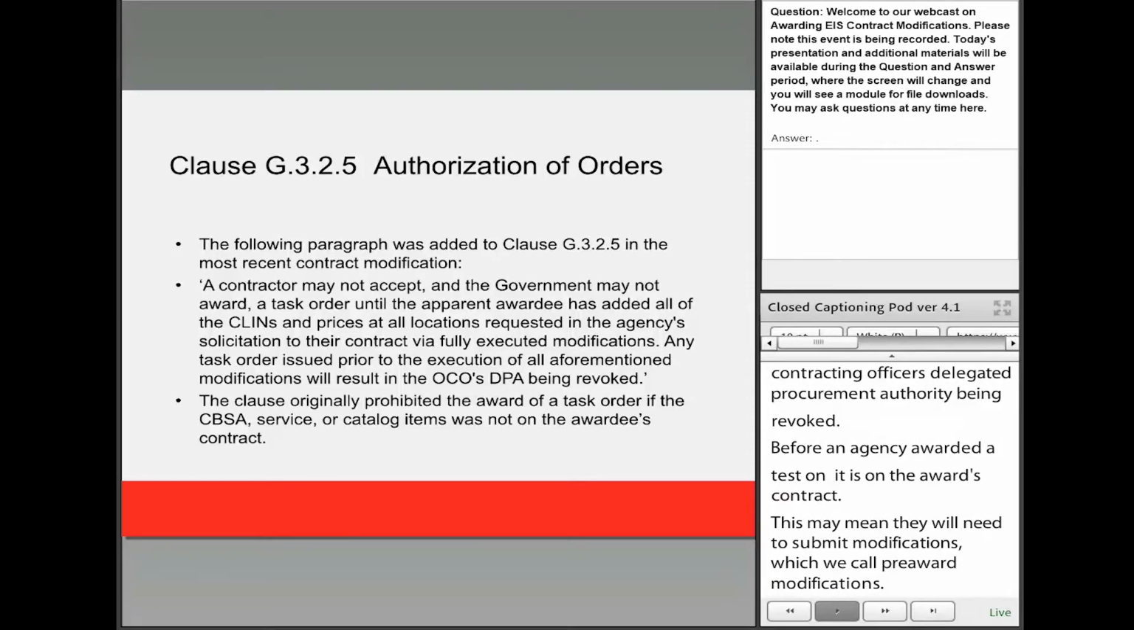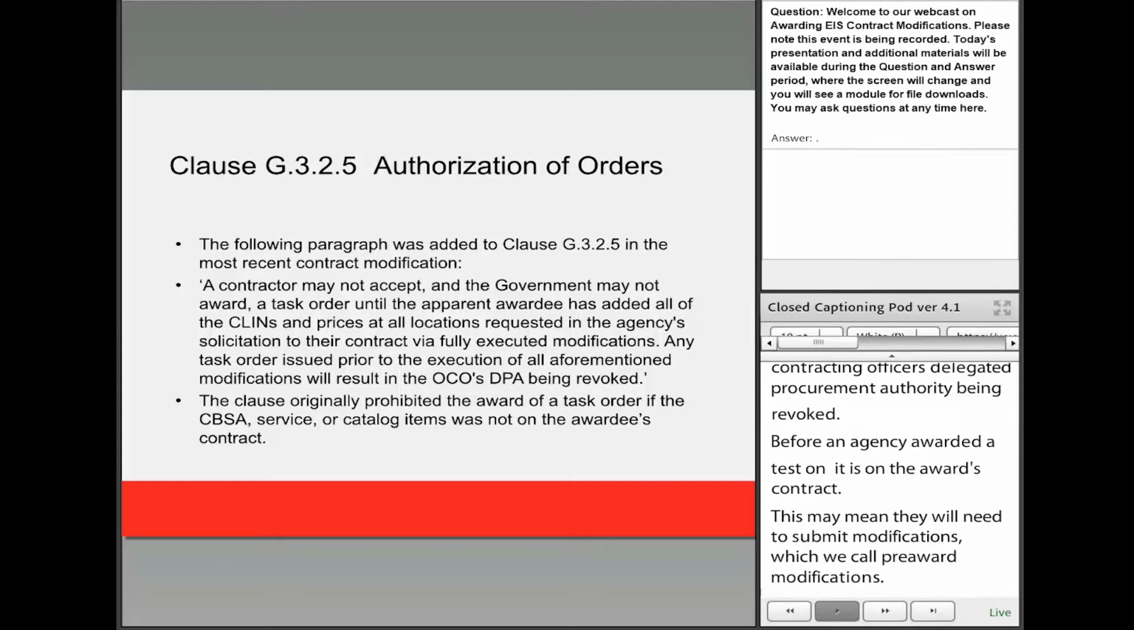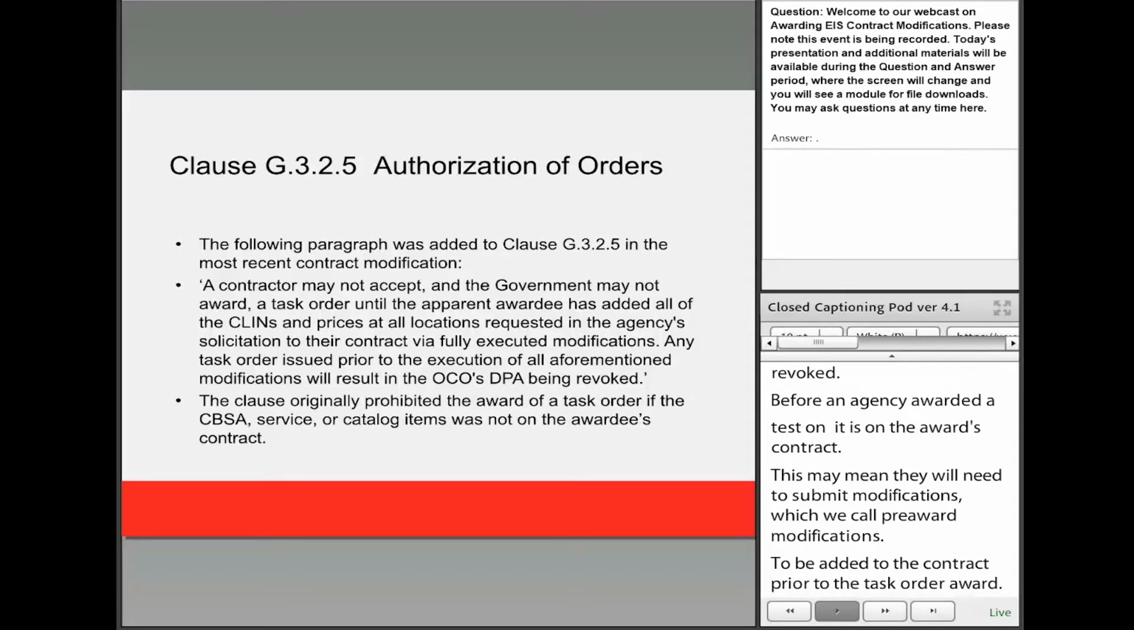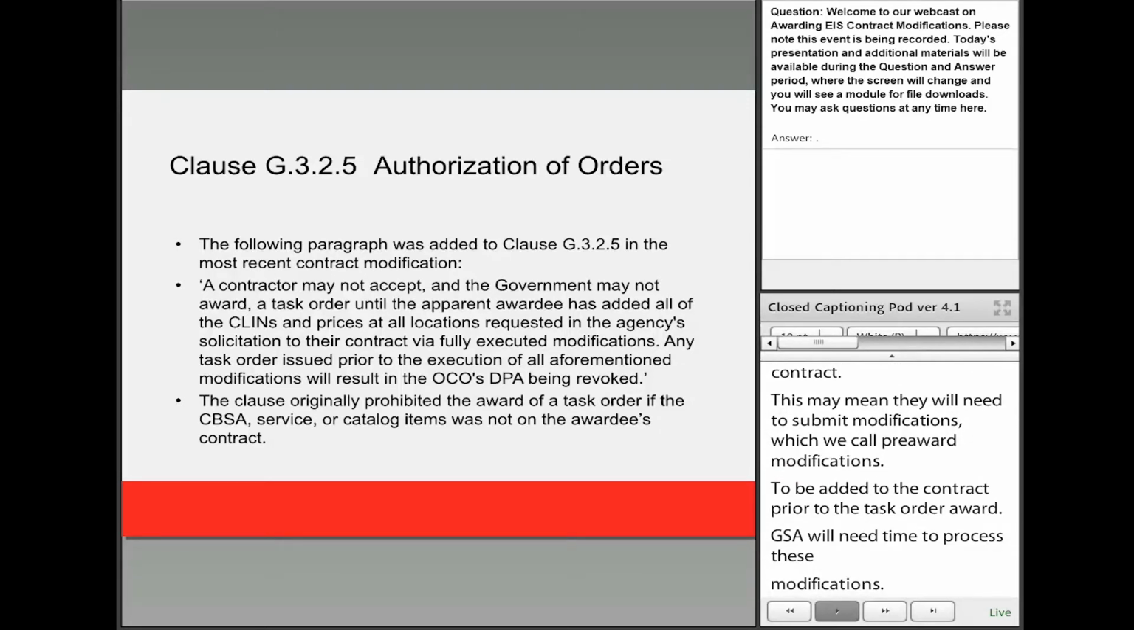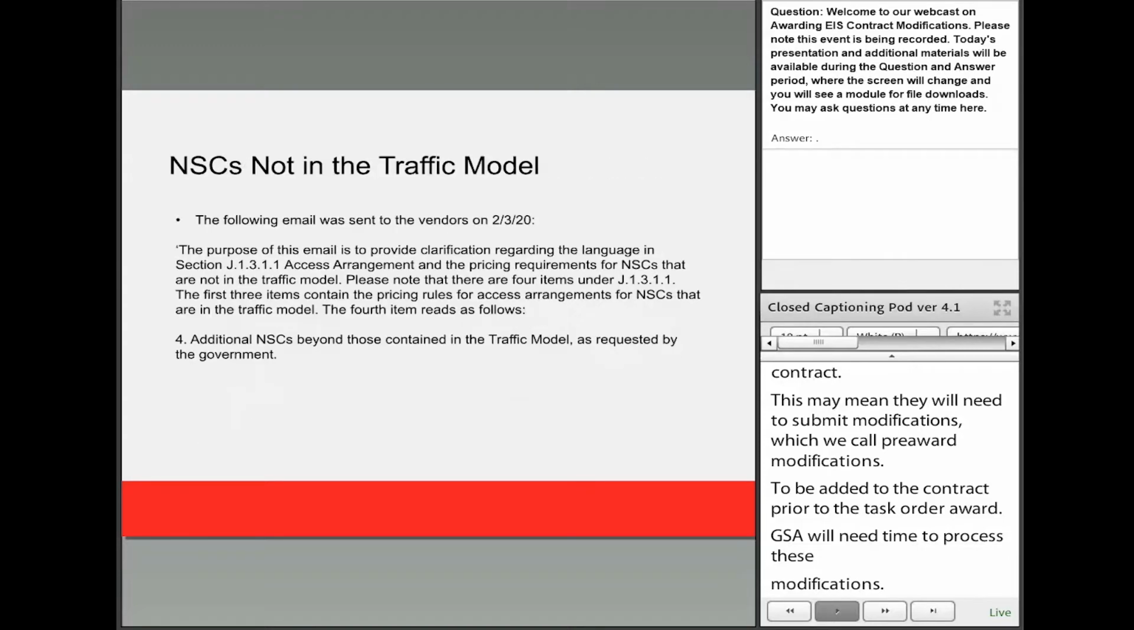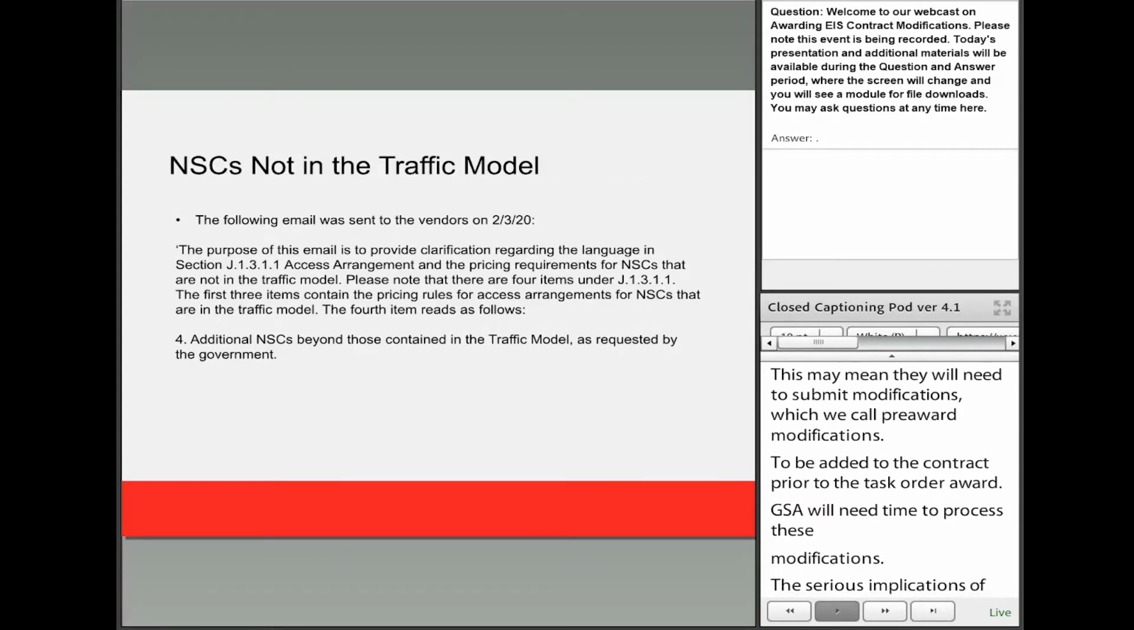By everything, what does GSA mean? The CLINs and prices, CBSAs, services, SRE discounts, and SRE catalog items. And now the serious implications of not having this before your task order is made: the DPA will be revoked. Next slide. Thank you, Tim, and I'll turn it over to you.